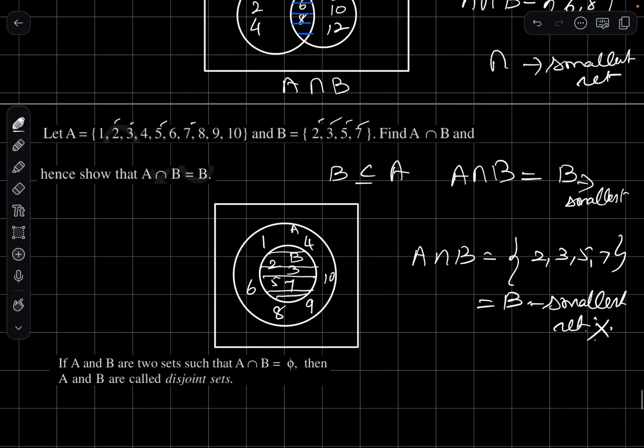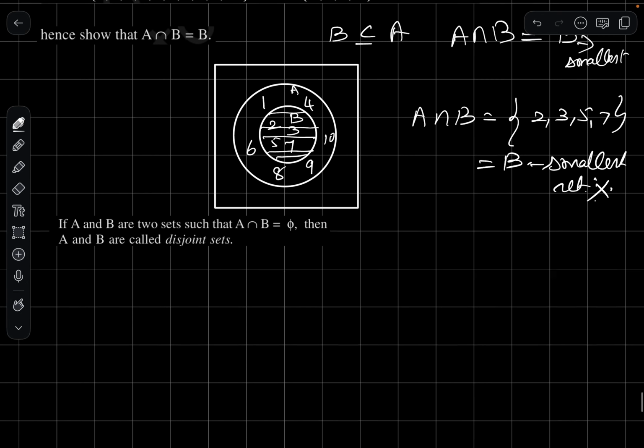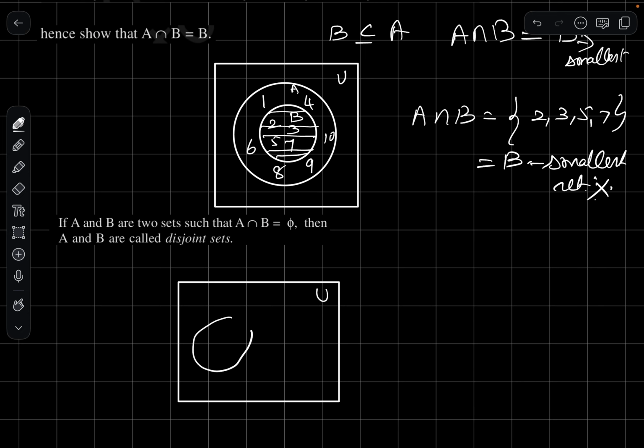Then disjoint sets, as I previously told you, they are going to be apart from each other. This is the universal set U. Here also I had forgotten to mention the universal set. Now here A. This is going to be A and another set B. This is going to be B.